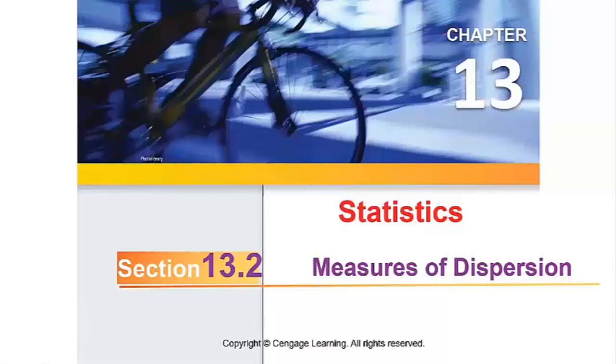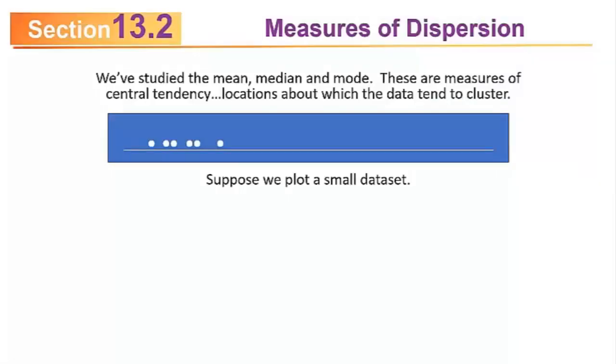Today we'll cover section 13.2 on measures of dispersion. In the previous section we studied the mean, median, and mode. Those are measures of central tendency, in other words, locations around which the data tends to cluster.